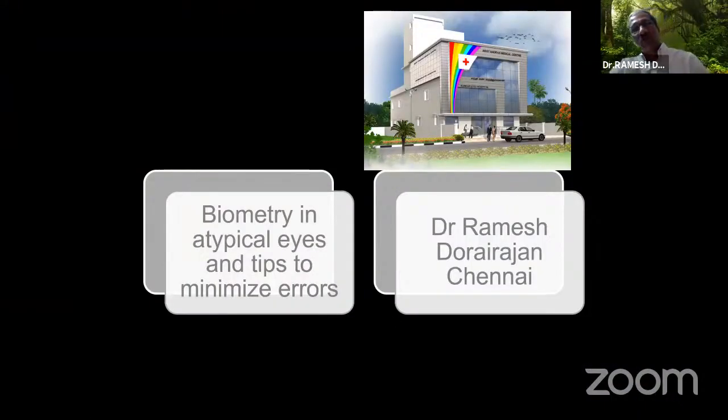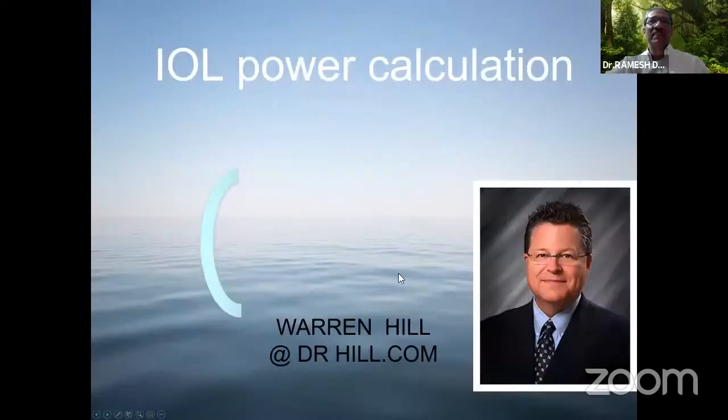Thank you so much. So I have two parts. One is biometry in atypical eyes and some tips to minimize the errors. So the first comment has to be that we have to thank Dr. Warren Hill for having a wonderful site, drhill.com, where all of us, the students and the practitioners, can update our knowledge about biometry. He takes great efforts and it keeps changing every few months. And although we've all seen it several times, it's worth going back there again.